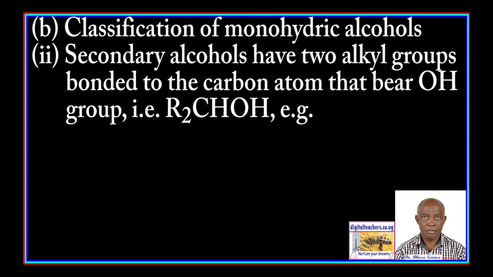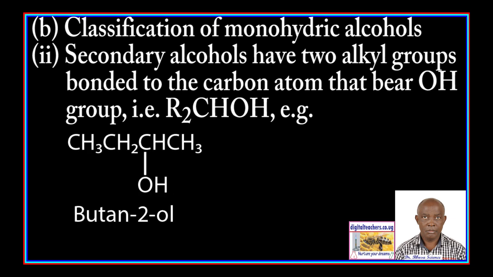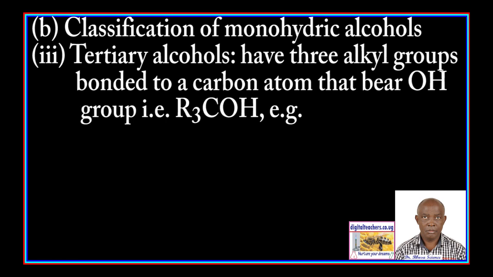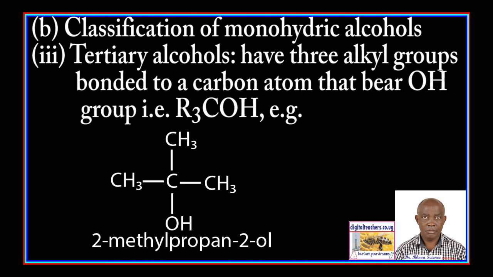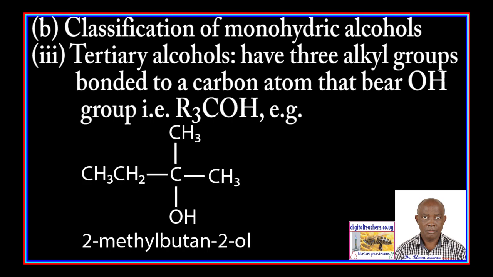2. Secondary alcohols have 2 alkyl groups bonded to the carbon atom that bears the hydroxyl group. For example, propan-2-ol and butan-2-ol. 3. Tertiary alcohols have 3 alkyl groups bonded to the carbon atom that bears the hydroxyl group. For example, 2-methylpropan-2-ol, 2-methylbutan-2-ol.